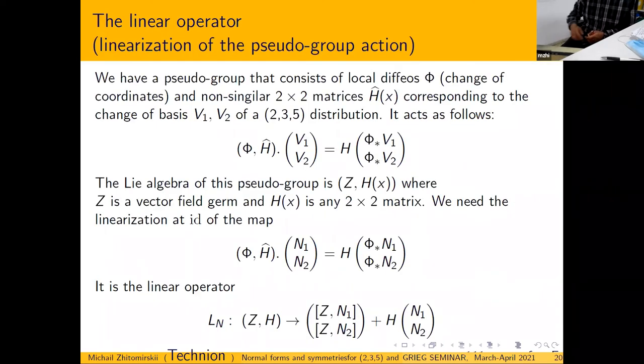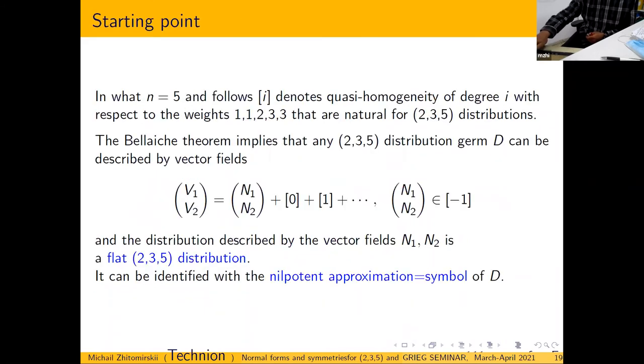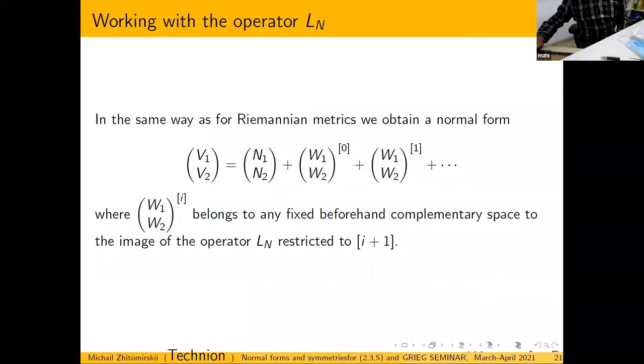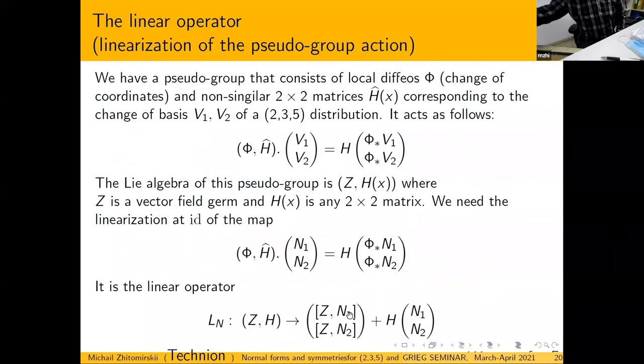So of course, the quasi-homogeneity respects the Lie bracket. If we have two vector fields, one of quasi-homogeneity of degree i and the other of quasi-homogeneity of degree j, then like for ordinary homogeneity, the Lie bracket will be of degree i plus j. So we have to restrict this operator to quasi-homogeneity of degree i plus one. Well, and then this n of degree minus one, that of degree i plus one. So we get here this part too.